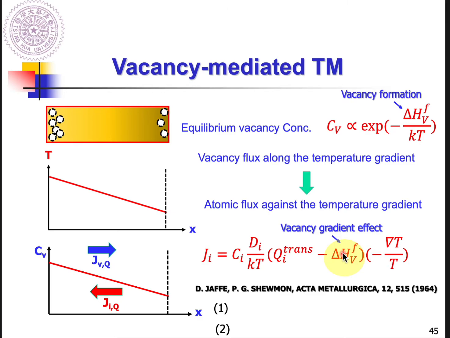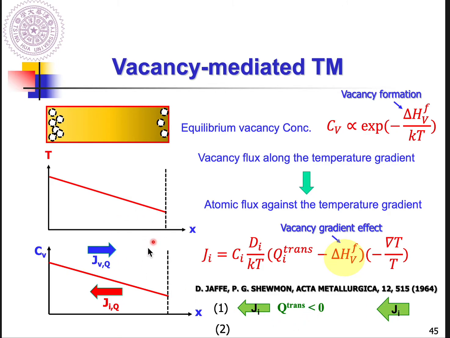If you consider this vacancy gradient effect, then you can divide it into two cases by the sign of the heat of transport. For example, if in this material the heat of transport is negative, that means the atoms are pushed from low temperature toward high temperature, so there is an atomic flux toward the left-hand side driven by the temperature gradient, right? And this term is in the same direction as the atomic flux driven by the vacancy flux. So if you sum up the results, you get a higher atomic flux.